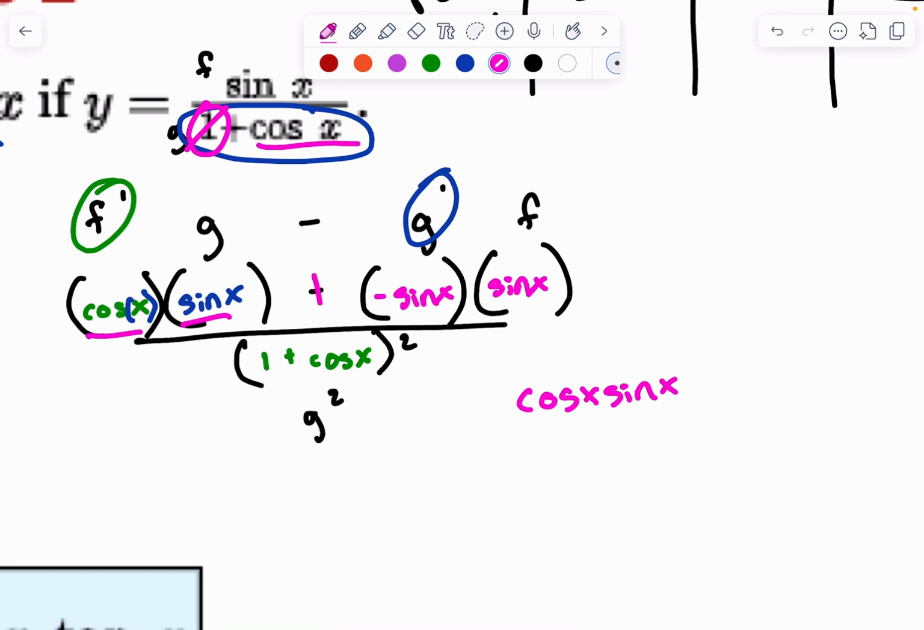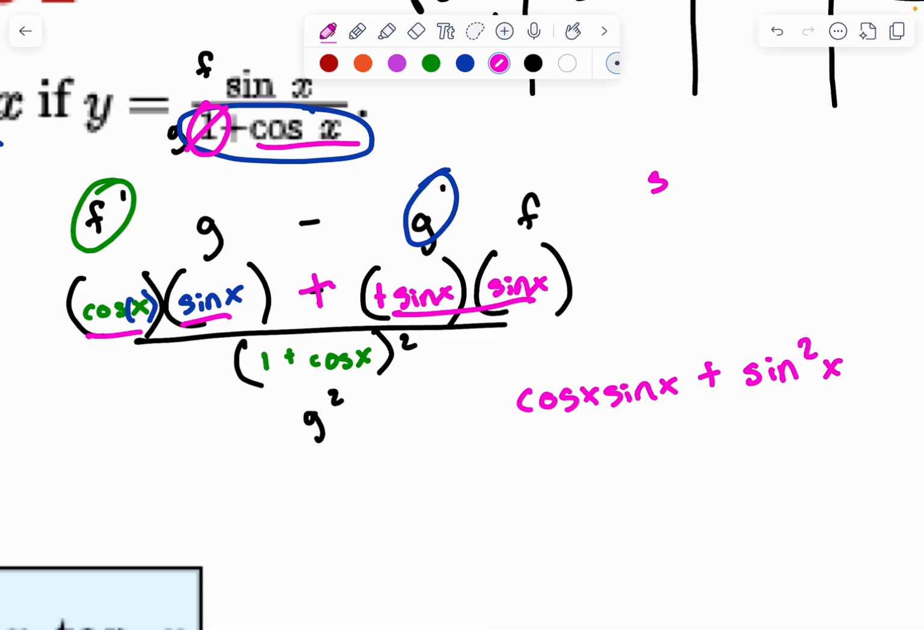Now I've got a double negative, so I'm going to do plus minus, which is going to turn that to a plus. Two negatives right here is going to make a positive, right? But then I've got right here is sine, so that's plus. Sine times sine is sine squared x, right?